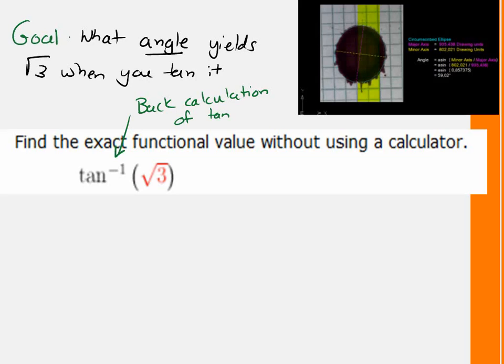It's just like the idea of back calculating an angle when you are looking at a blood splatter. What you're left with is the scene of the crime. You have the blood splatter laying there, and you would like to know what angle it came from. So you want the angle. You don't want the tangent of the angle. You want the actual angle. So it's a back calculation. And that little inverse symbol, that -1 symbol, means back calculate. So our goal is we want the angle that gives us square root of 3 when we tan it.